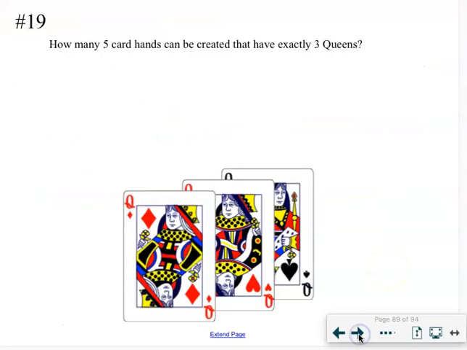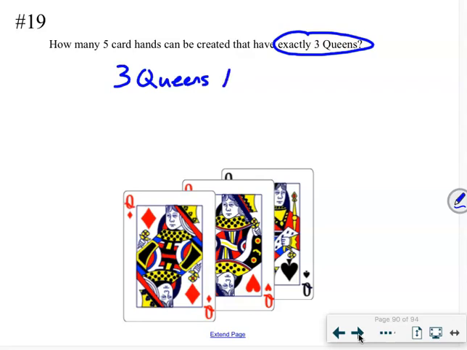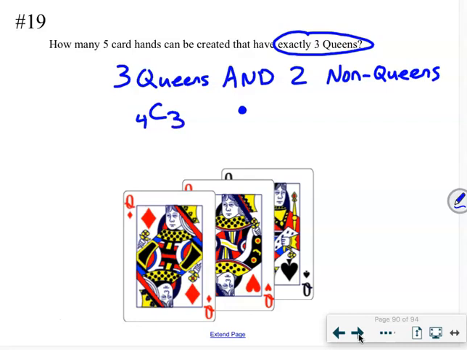Okay, 2 left, number 19. How many 5-card hands can have exactly 3 queens? Okay, this is a little tougher than maybe the notes had done, but let's talk about this. So we want 3 queens, and so we have some multiplying, 2 non-queens. Order doesn't matter for these card problems. So there's only 4 different queens in the deck. We want to choose 3 of them. So if you think about the other 2, we want to choose 2 other cards.